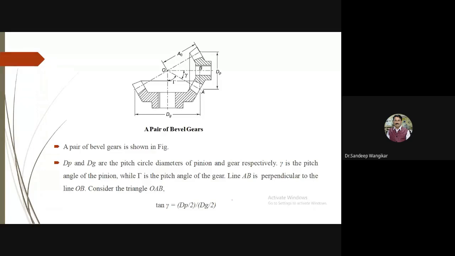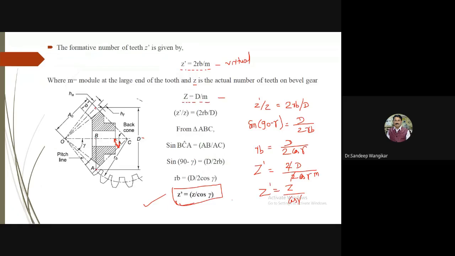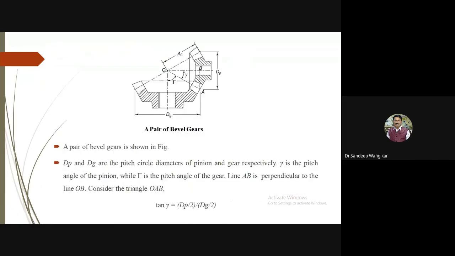Okay, let us proceed further. This is a pair shown. Now we have discussed only one side. Now the gear pair is shown, so pinion as well as gear. Let us assume that DP and DG are the pitch circle diameters for pinion and gear. I will call this the pinion, and the larger one I will call the gear. So DP and DG are the pitch circle diameters for pinion and gear respectively, as shown in the figure.